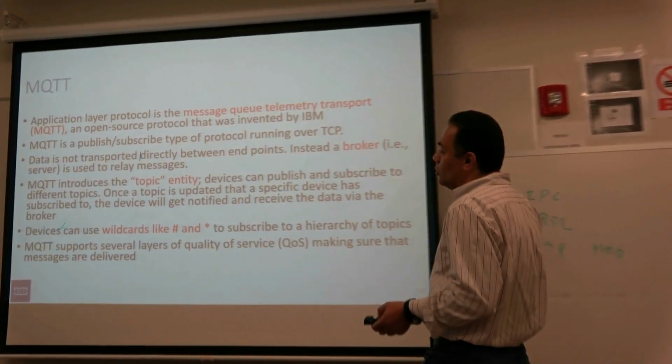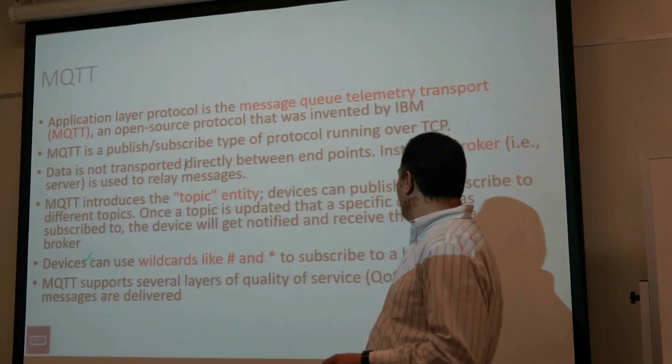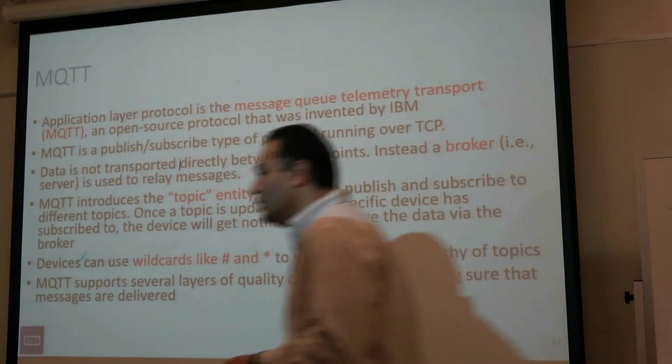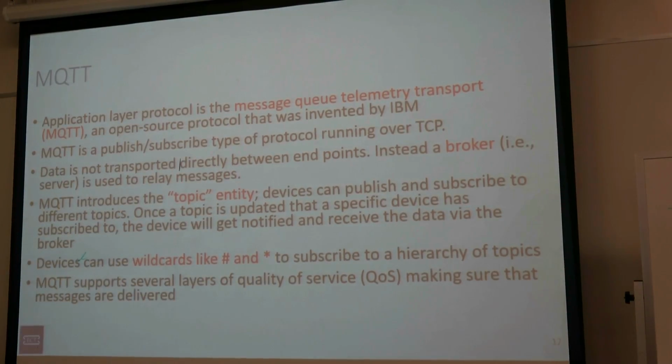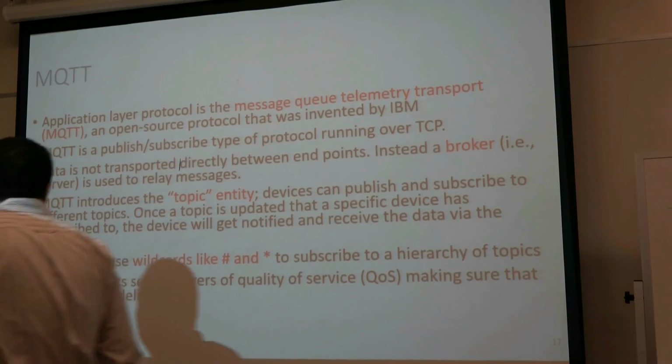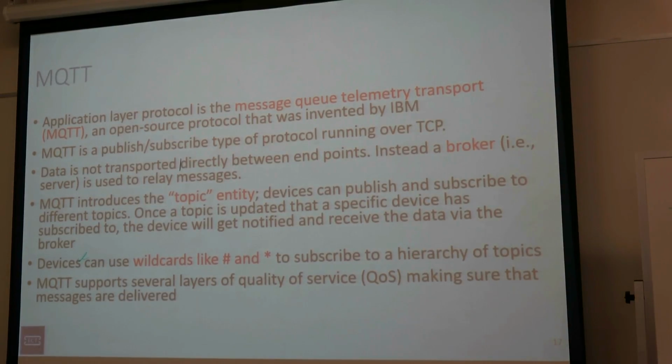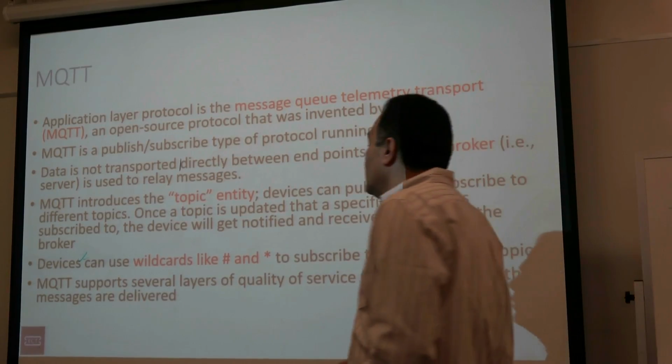A device can use wildcards to subscribe to many topics. We call it a topic in this case. MQTT supports several levels of quality of service, QoS, making sure that the messages are delivered.